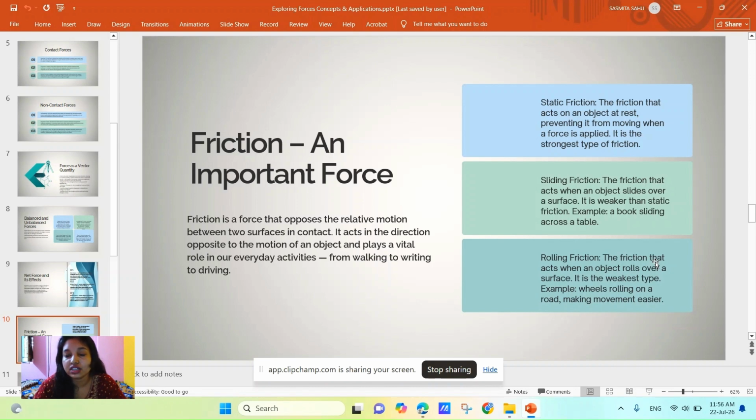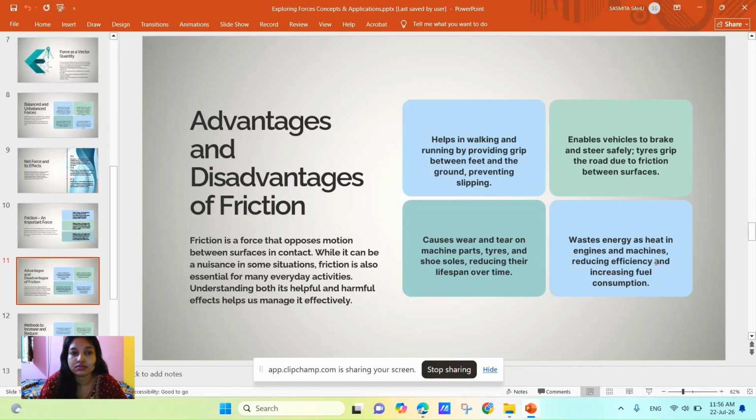That means if we put a book on the table and it is in resting mode, it is called static friction. Sliding friction: the friction that acts when an object slides over a surface. It is weaker than static friction. Example, a book sliding across the table. Rolling friction: the friction that acts when an object rolls over a surface. It is the weakest type. Example, wheels rolling on a road, making movement easier.